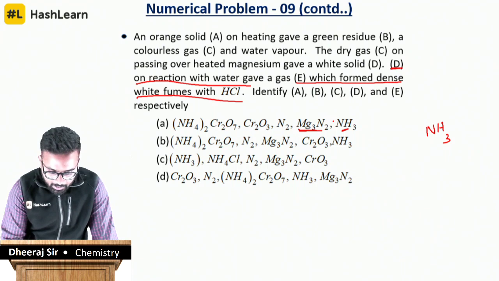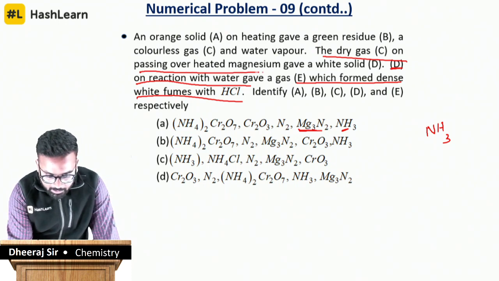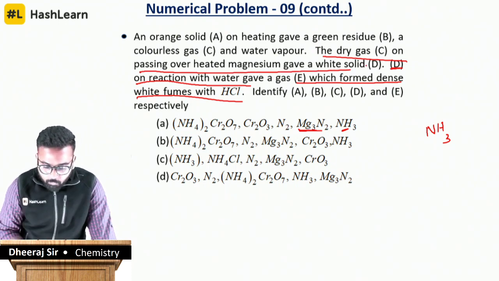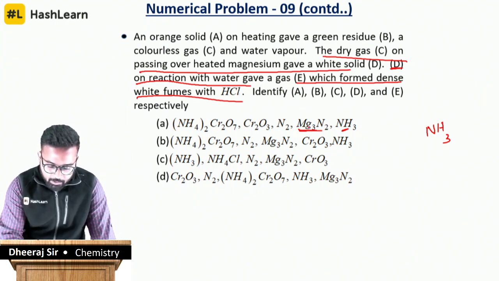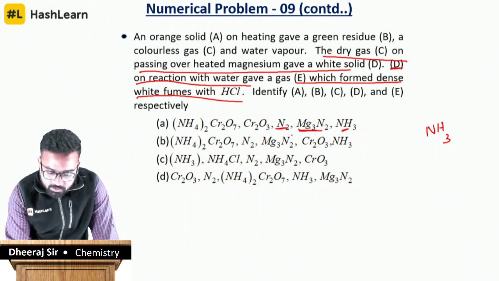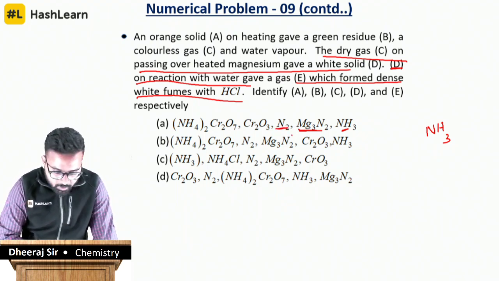And then going back again, what gives me magnesium nitride? A dry gas on passing over heated magnesium gives me a white solid. If that white solid is magnesium nitride, obviously, as magnesium is mentioned in the question, the other thing has to be nitrogen gas. So when nitrogen gas is passed through hot magnesium, you end up with magnesium nitride.